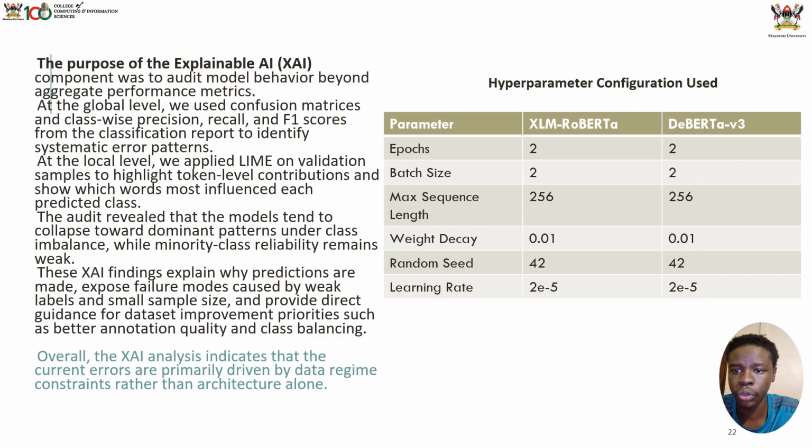The results show that both models tend to collapse towards one dominant class. This is a sign of class imbalance. This analysis tells us that the errors come mainly from data problems, not from the model architecture itself. On the right, you can also see the hyperparameter settings we use for both models, things like learning rate, batch size, and number of epochs.